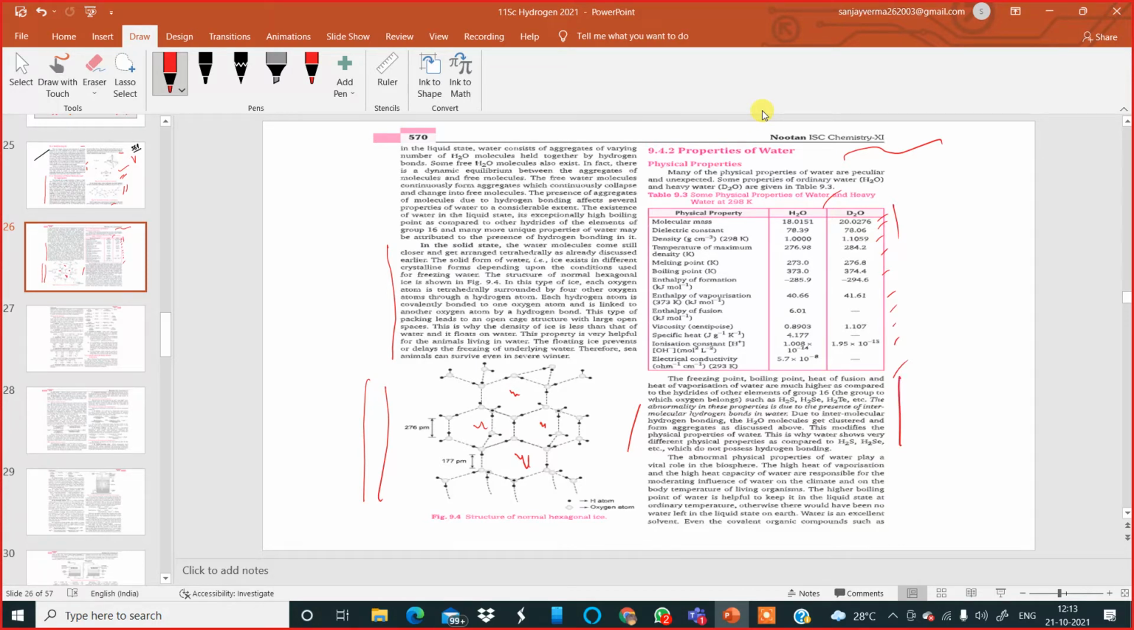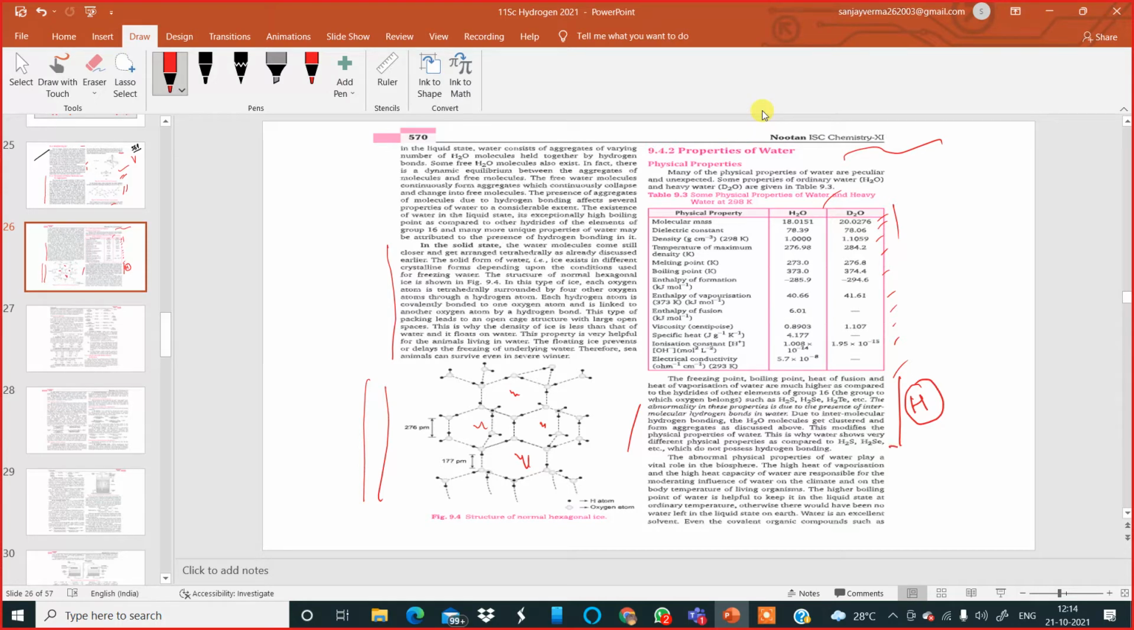Now here in this paragraph, the freezing point, boiling point, heat of fusion, and heat of vaporization of water are much higher as compared to the hydrides of other elements of group 16. The abnormality in this property is due to the presence of intermolecular hydrogen bonds in water. So this is the main thing over here. Intermolecular hydrogen bond is the main reason for the abnormality in these properties like melting point, boiling point, heat of fusion, heat of evaporation, and so on.